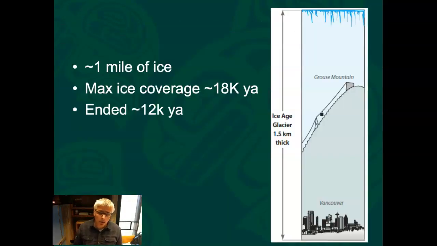And depending where you were, you could have up to a mile of ice with a maximum coverage of about 18,000 years before present. So you can think about here in Bellingham, we'd have a mile of ice on top of Bellingham. So obviously a very different place than it is now. And that ended, again, about 12,000 years ago, which is not a long time ago. So because of that, most of our systems have just kind of rebooted since then.